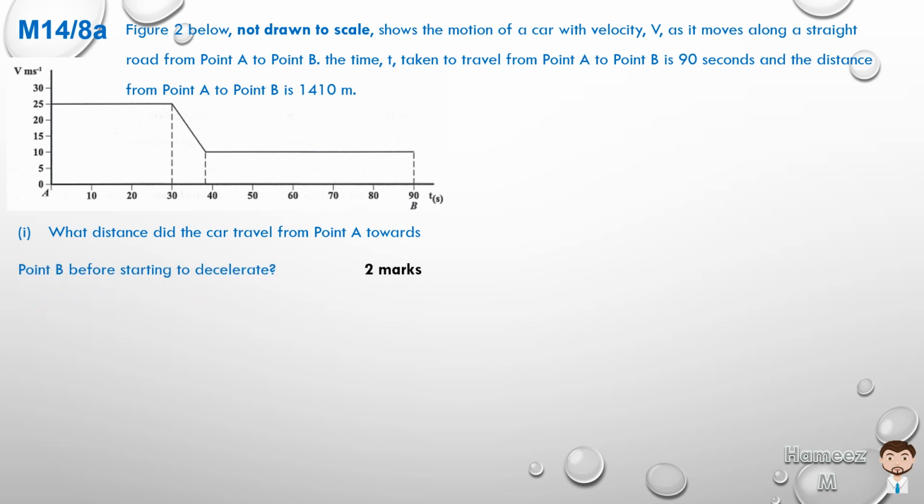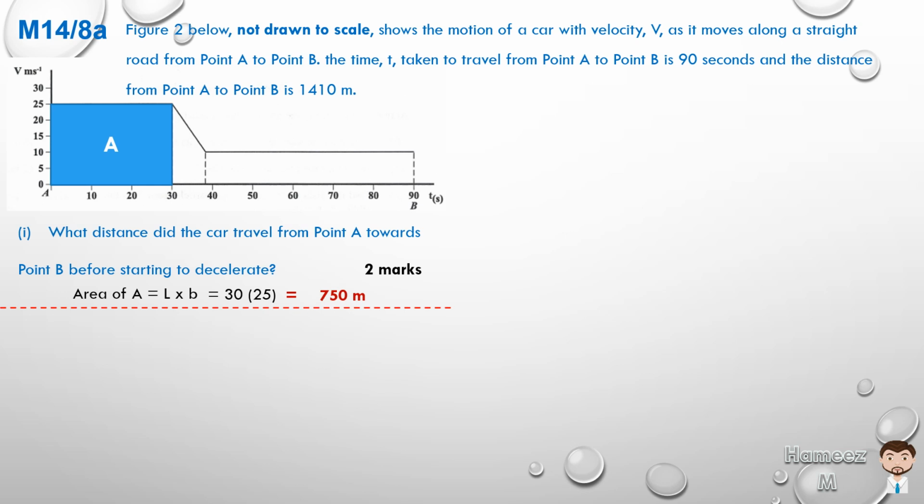So what that is asking us for is that area A. So it's asking us for the distance traveled in the first 30 seconds, and the distance traveled in a v-t graph is the area under the graph. So let's bring up that as a blue rectangle. So the area of that rectangle A is length times breadth, which is 30 times 25, which is equal to 750 meters.